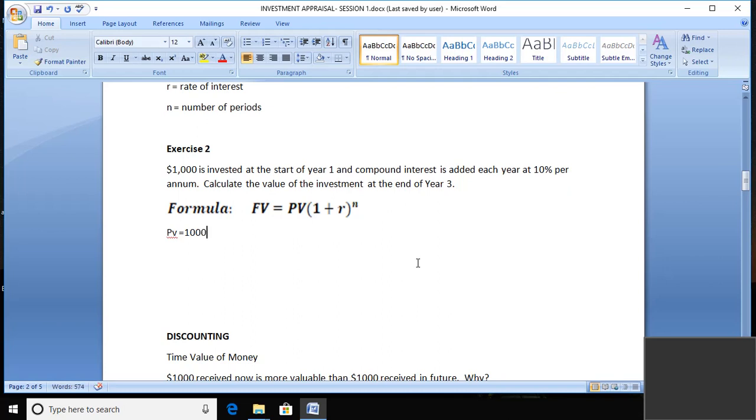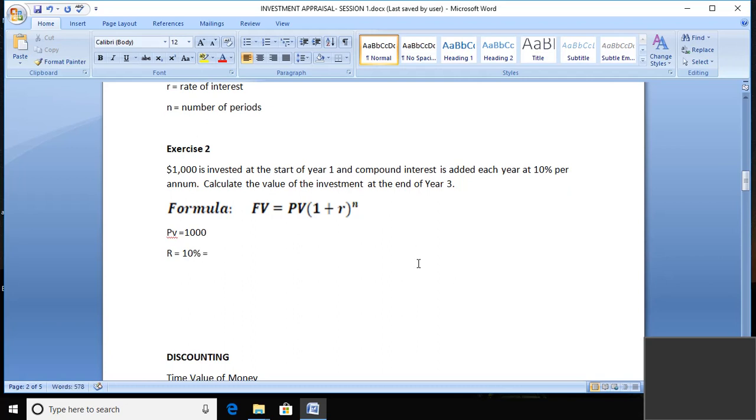I want you to be doing the same things I'm doing on your piece of paper or a book, so that you may have a feel of what is going on here. So PV is 1,000. It's invested at the start of year 1, and compound interest is added each year at 10%. So that's our rate. Rate is given. The rate is 10%.